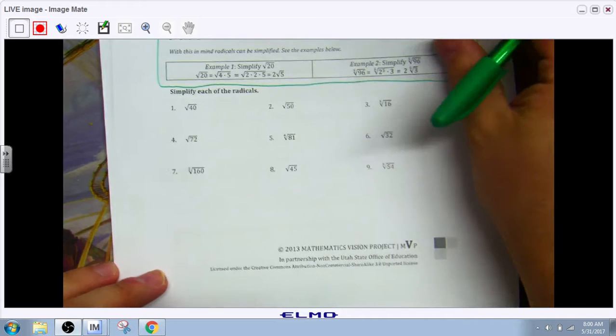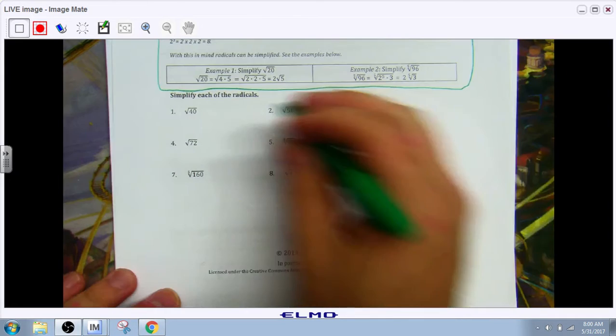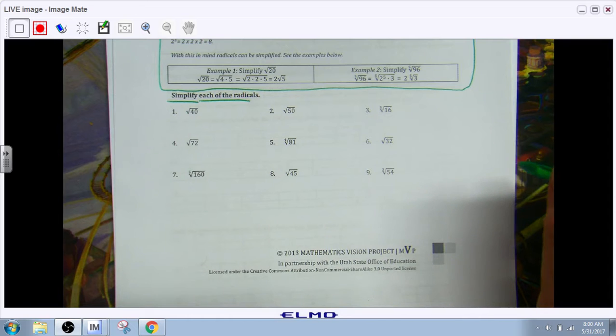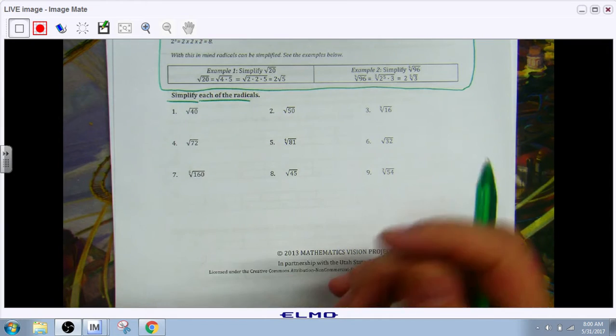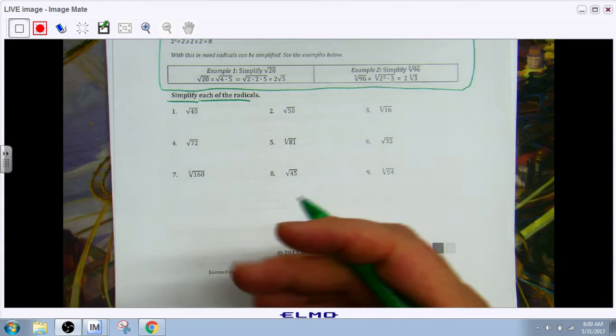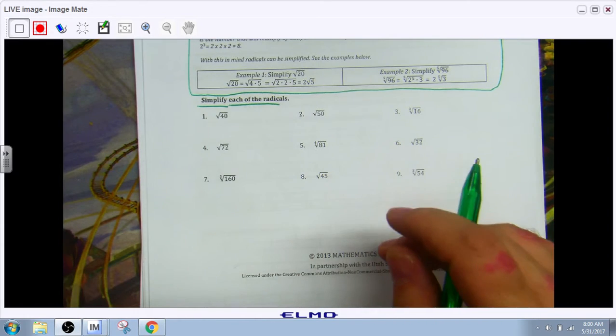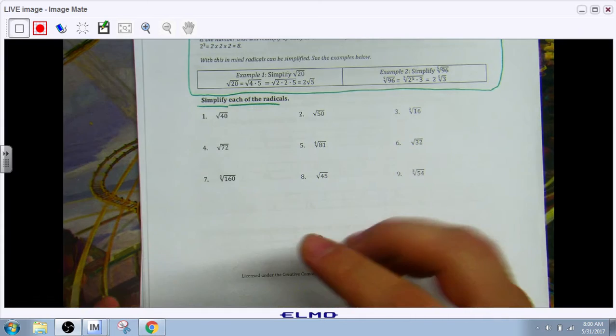Let's look at number 1 here. We have the square root of 40. It wants us to simplify each radical. And so to simplify the radicals, the first thing that we have to do is factor the radicals. So when I think about a number like 40, the very first thing I do is I factor it out to all of its base factors.